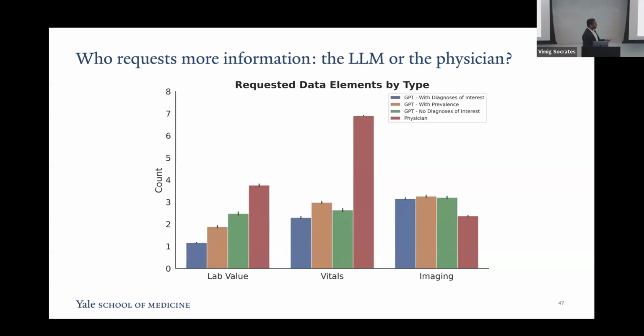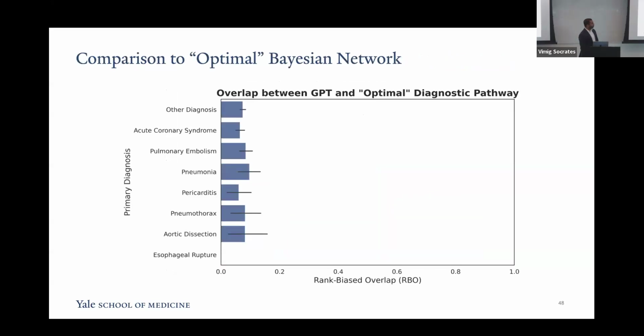And so in general, we see that actually the physicians tend to request more information. This spike that you see in vitals is mostly due to the fact that in the ED, the vitals are all gathered at once, pretty much continuously. And so the LLM has to request these pieces of information one at a time, and that's why you see a spike there. The only case where that's not true is in imaging, where physicians probably recognize that imaging costs time, money, and resources, and so they don't request it that often, whereas the LLM doesn't really seem to care about that.